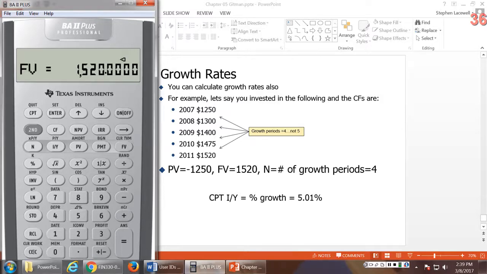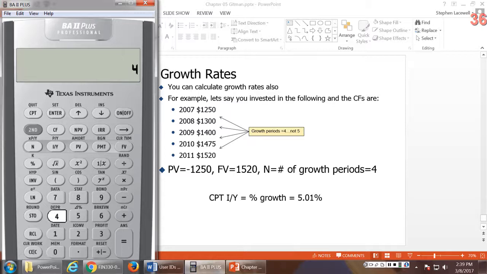And now here's what tends to be confusing to a lot of people. N is going to be the number of growth periods. If you just look at this quickly, you would say, well, there's 5 growth periods here. Well, there's actually not. There's actually 4 growth periods, because from 2007 to 2008 is 1 growth period. 08 to 09, 1 growth period. So you'll see we have 4 growth periods here. So N is going to be 4.